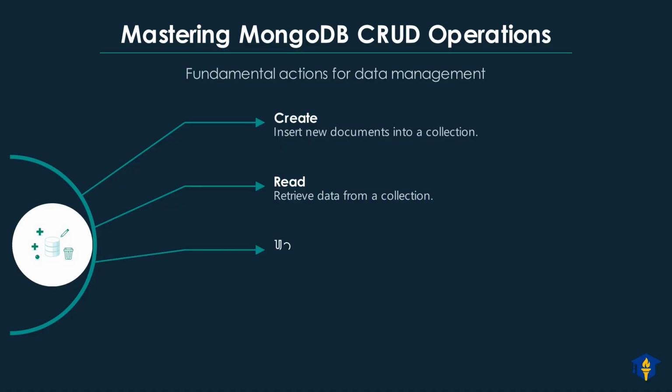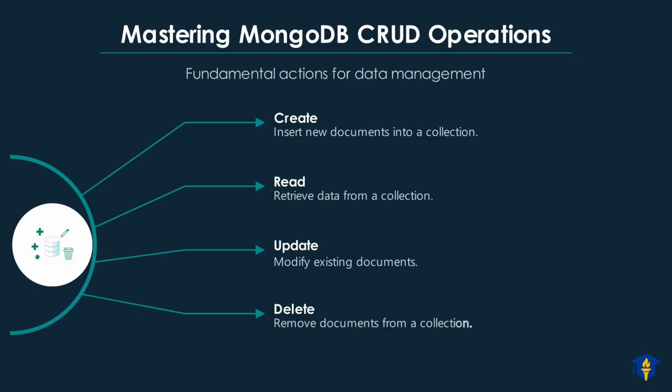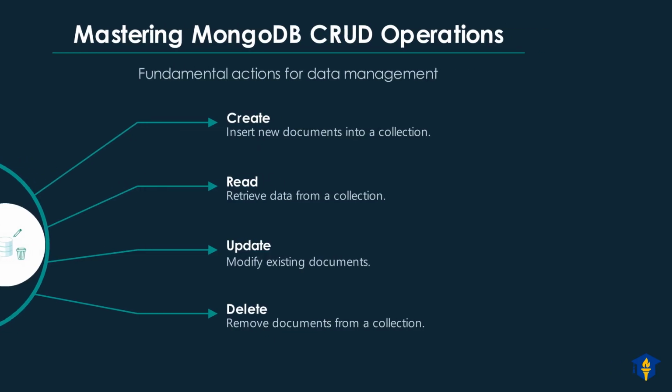The update operation enables you to modify existing data, ensuring your records remain current and accurate. With update, you can modify existing documents, changing field values or adding new fields as needed. Finally, the delete operation is used to remove data that is no longer needed from your database. This action allows you to remove specific documents or multiple documents from a collection permanently.